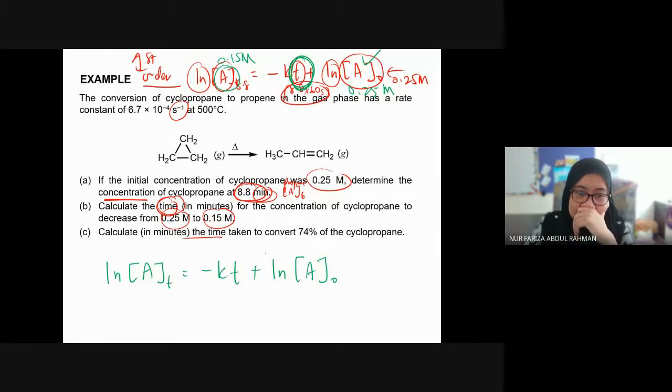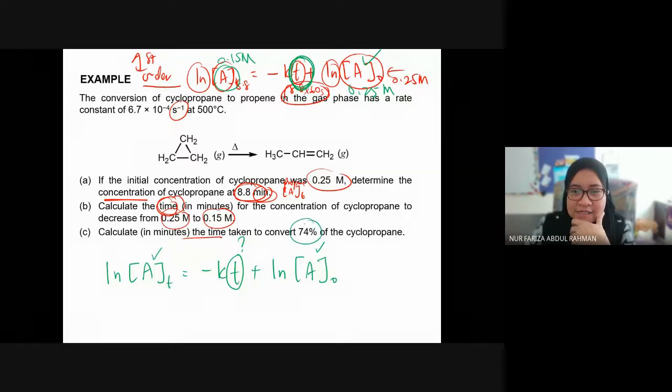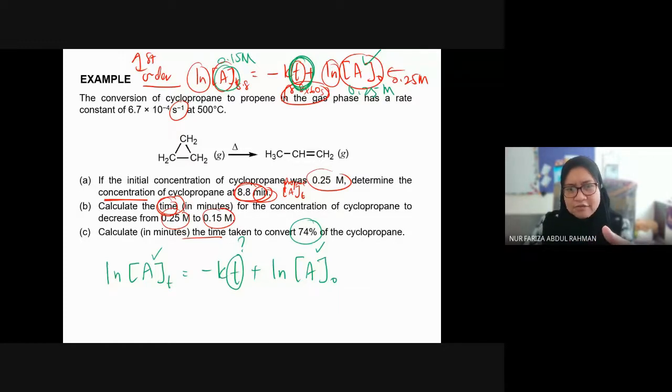Okay, alright. So we want to find t, right? To find t, by right we should have these two pieces of information. We should have these two. Okay, alright. So how do we translate the information that is given to us? How do we translate 74%? What does it mean by 74%? You cannot translate it directly like that. You have to understand properly. What is A at t time? A at t time means the concentration that is left after a period of time.